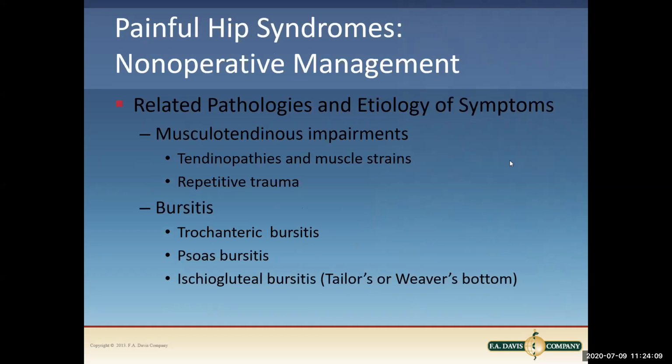Other stuff we can have, muscular tendinous impairments. They can have tendinopathies or repetitive trauma, just like of the arm. Patients can get basically a hip pain or a knee pain, very similar to something having lateral or medial epicondylitis from moving stuff.